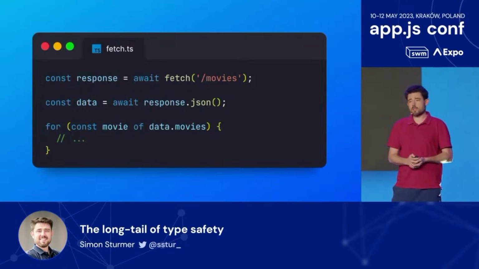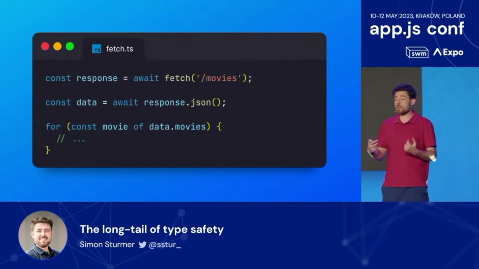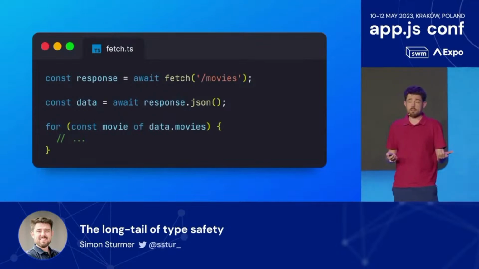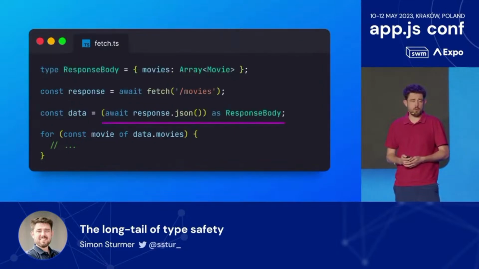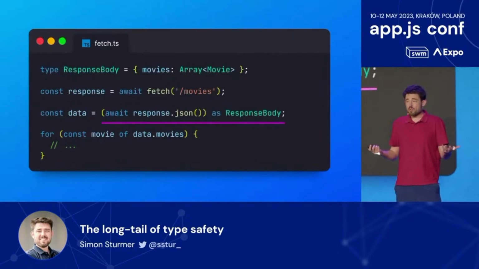The issue is that any number of things could go wrong and we don't get back what we expect, and there's no type safety here, right? We wouldn't get any autocomplete. TypeScript wouldn't know what's in this movies array, and so what would we typically do? Well, we'd probably just use a type assertion, right?